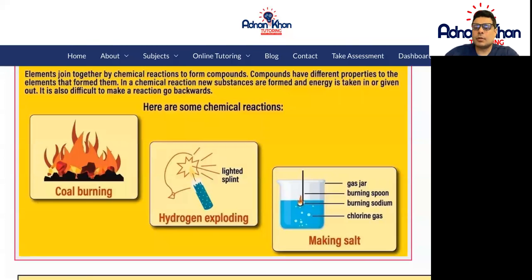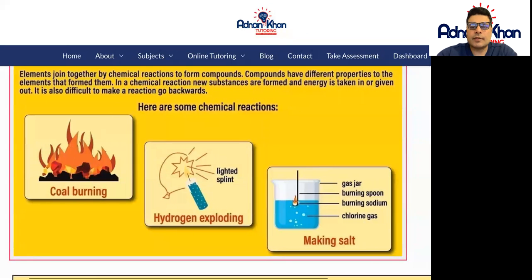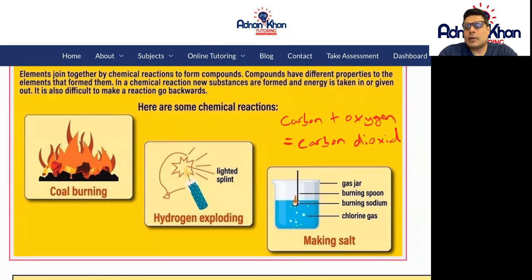So for example, if we were to add carbon, let's just write this down for you and give you some examples of how this works. If we were to add carbon and oxygen, that would make carbon dioxide. And remember, we human beings breathe in oxygen, but we breathe out carbon dioxide.